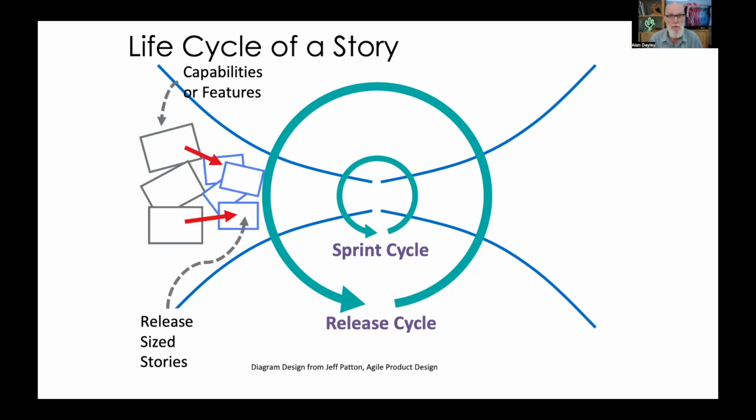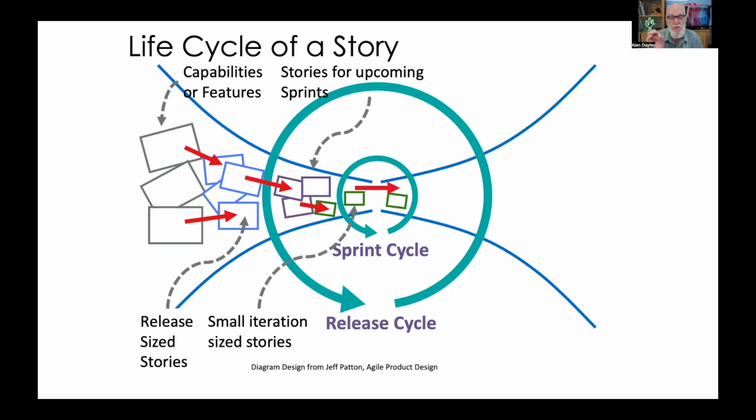These things might be refined down into release size stories and then into smaller pieces so that they can get into an actual sprint cycle. So here are releases, that bigger cycle of the bigger chunk of work, maybe a release every quarter or something like that, to ship to our customers.